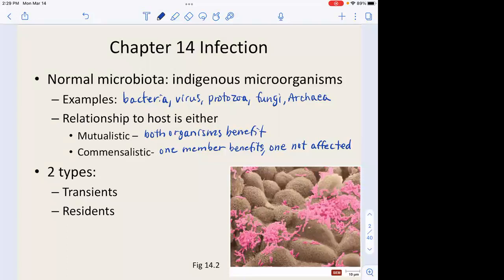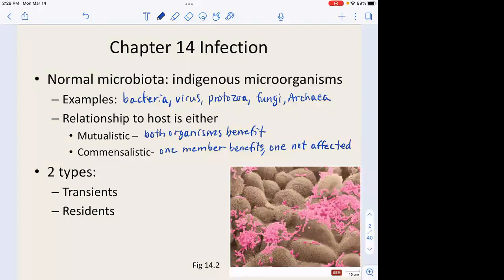A commensalistic relationship, when one member benefits and one doesn't, sometimes we think for a while, oh, this relationship is commensalistic, and then we learn more about the relationship and we realize, oh, actually, both members are benefiting. We used to think that the bacteria on our skin were just kind of leeching off of us, but now we understand, hey, it's probably out-competing other organisms that might be worse.